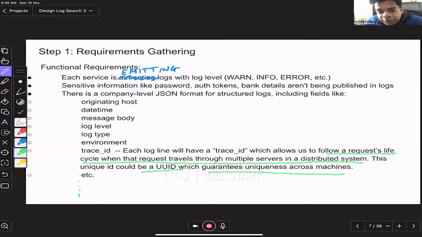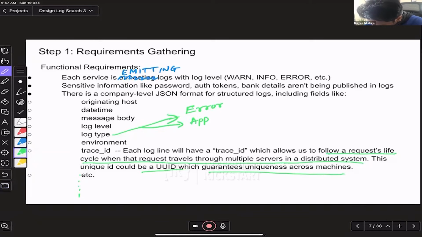Okay, what is a log type? So log type could be, what many services do is that they separate out the log files. They could have a different log file for the errors. They could have a different log file for all the application level chatter.